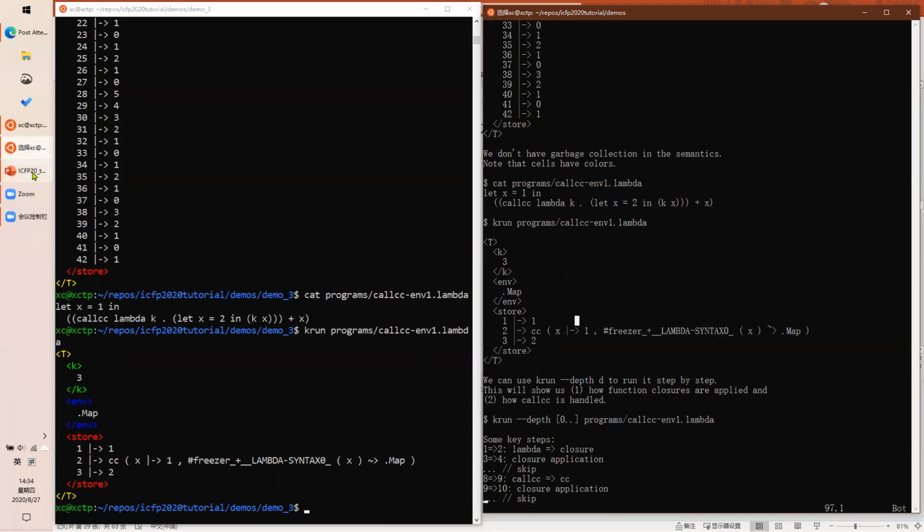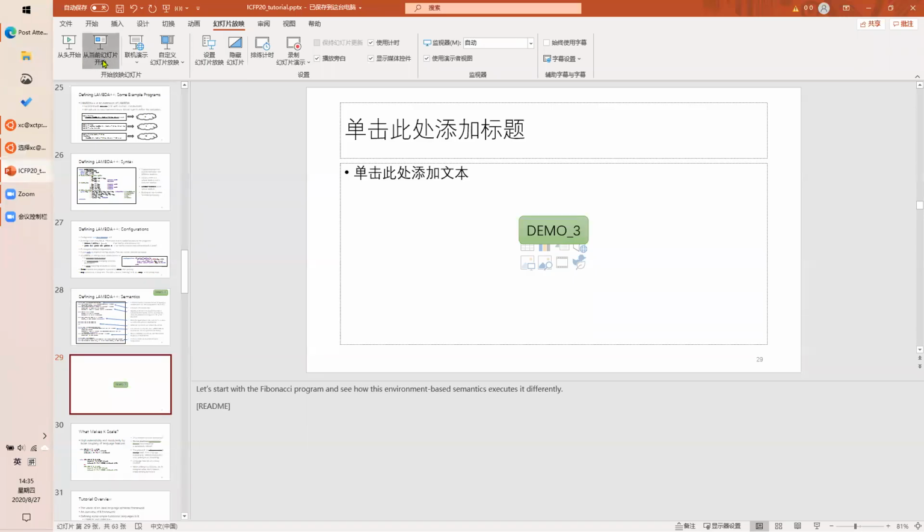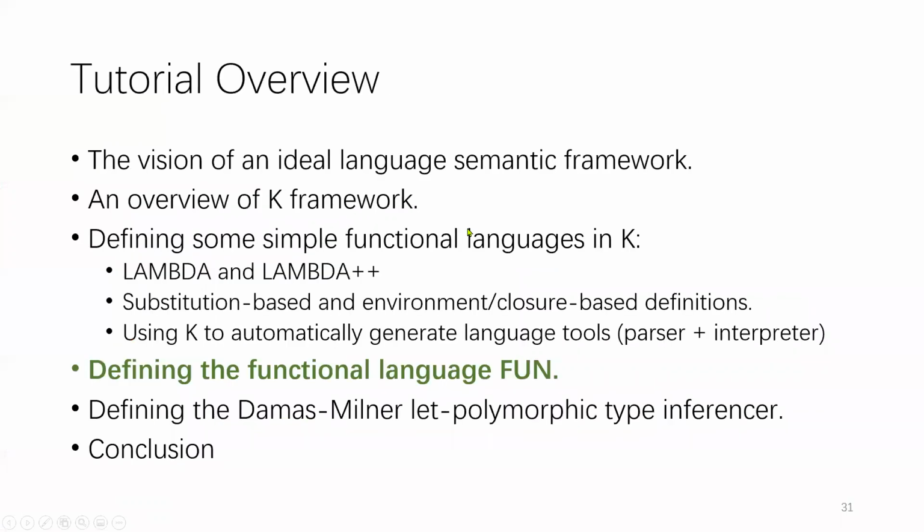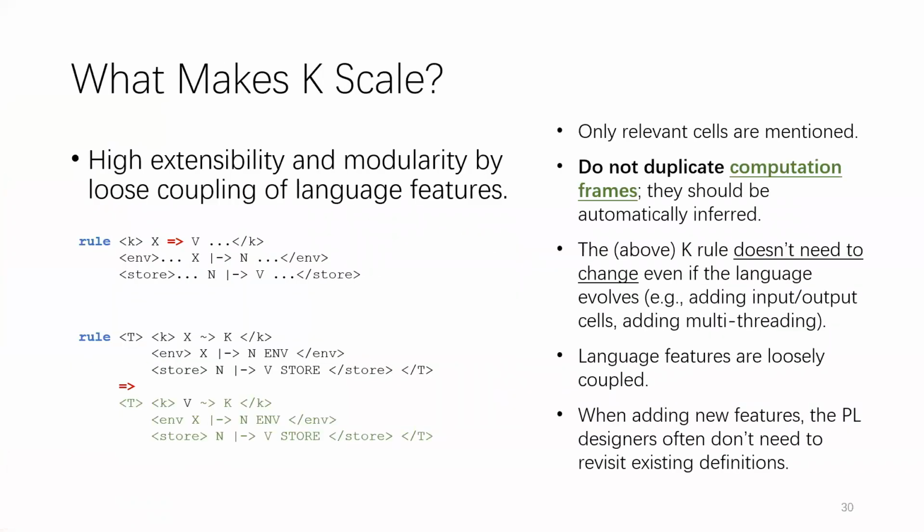All right. Just before we take a break, let me discuss briefly what makes K scale to large languages like C and Java. One important feature in my view is the high extensibility and modularity, which is obtained by loosely coupling language features. For example, this is the variable lookup rule that we define in Lambda++. Note how we only mention the parts that are absolutely needed for the semantics, but do not duplicate anything. And this is crucial.